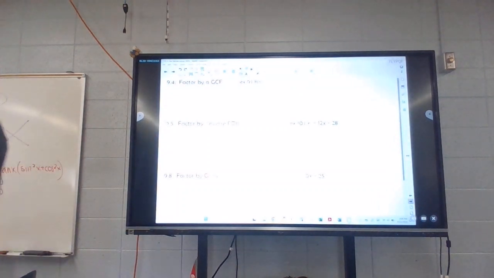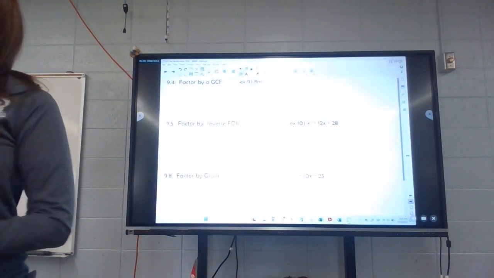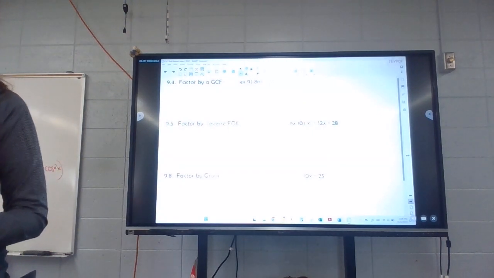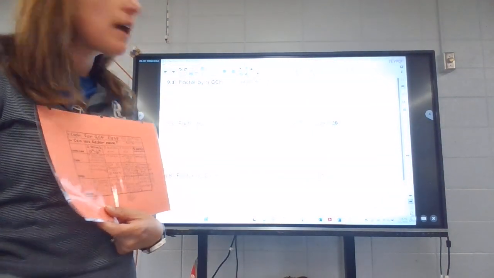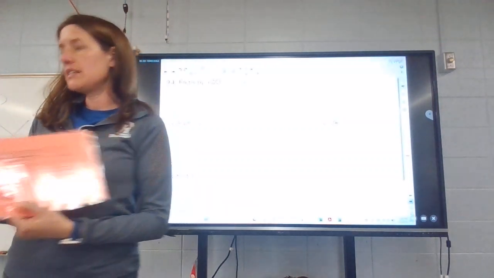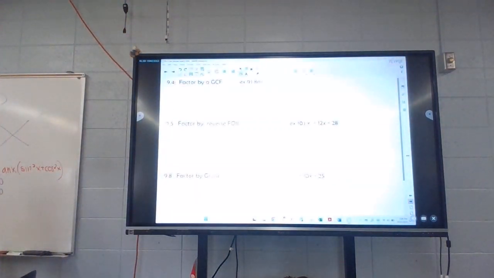This is the first thing we should always try to do before we try to do any other kind of factoring, is always look for a GCF. Now, on the test, I am going to tell you guys when you need to factor by a GCF. So that should be the first thing you're going to do. And a GCF is when we find the common number that we can divide out of all of these.